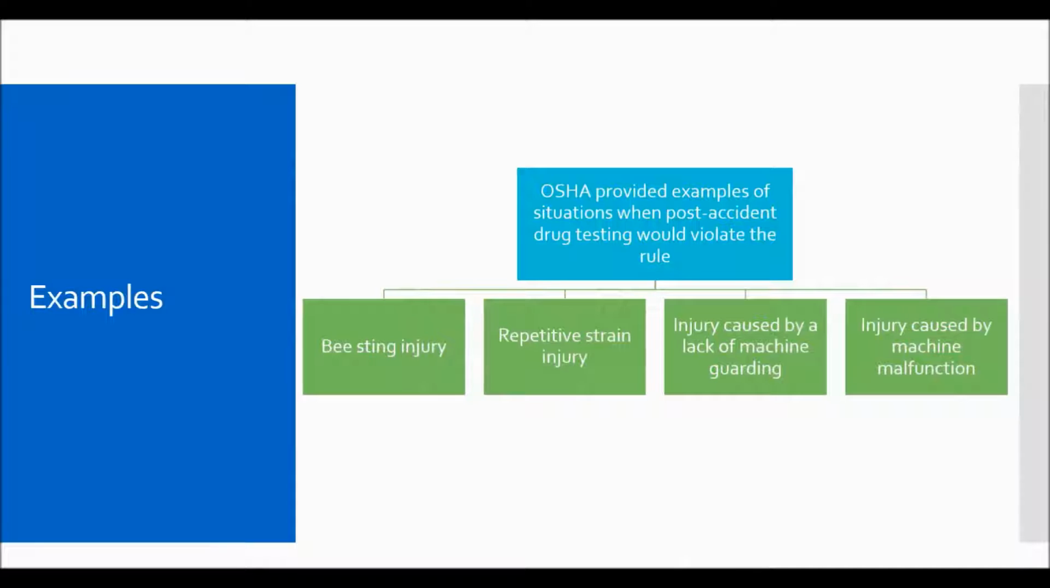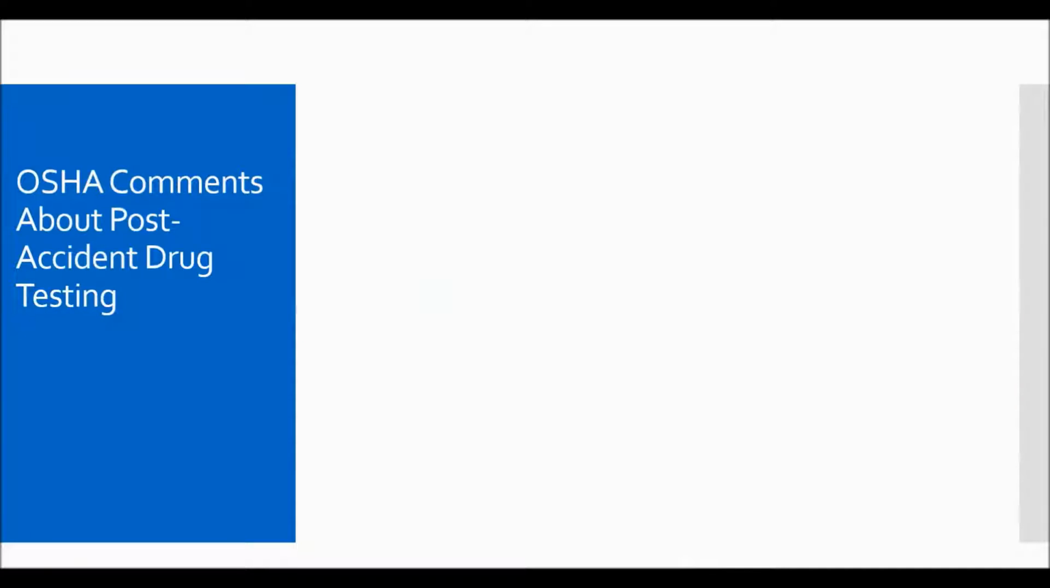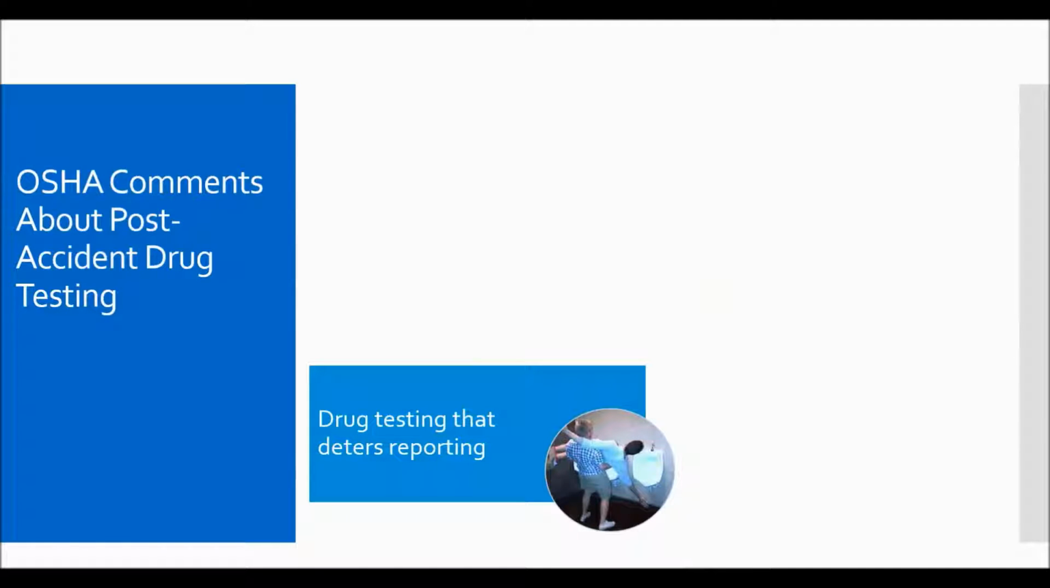All right, thanks. This screen shows some examples of when OSHA believes post-accident drug testing probably would violate this rule. A bee sting injury. What does that have to do with being intoxicated or impaired by narcotics? Perhaps an obvious malfunction of a machine caused an injury. What does that have to do with impairment? So those are just some examples OSHA has used and kind of tags on what Don just talked about.